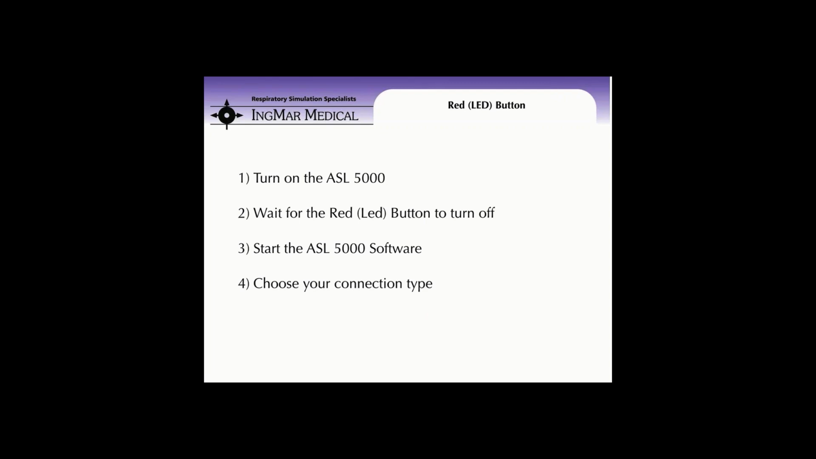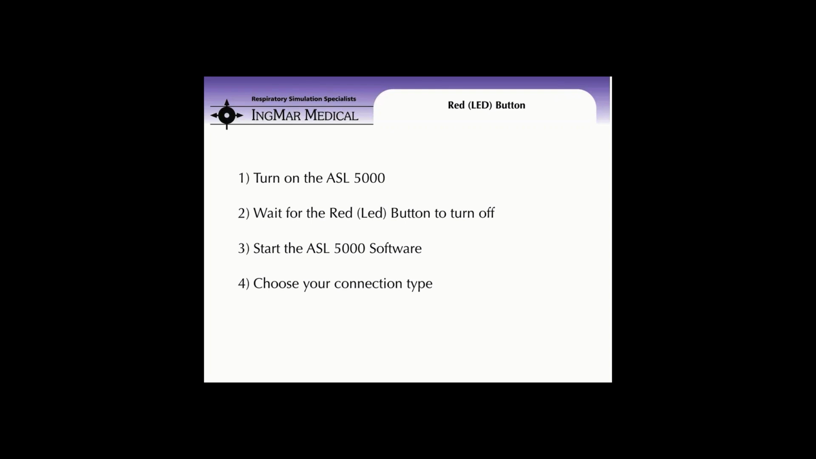In terms of order of operations on how to connect to the ASL 5000, this is another common issue I find. There's just not an understanding of the timing of how to connect to the ASL 5000 hardware. The first thing you do is turn on the ASL 5000 and wait for the red LED button to turn off. This is comparable to turning on your computer for the first time. If you imagine the ASL 5000 like a computer, there's about 30 to 40 seconds before you get to your desktop. It is similar with the ASL 5000.